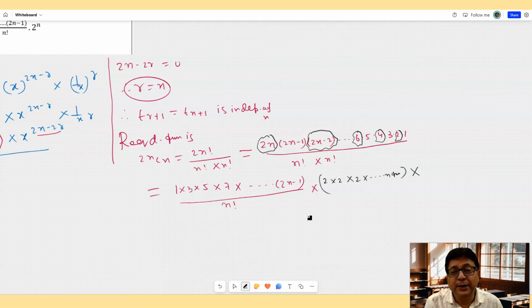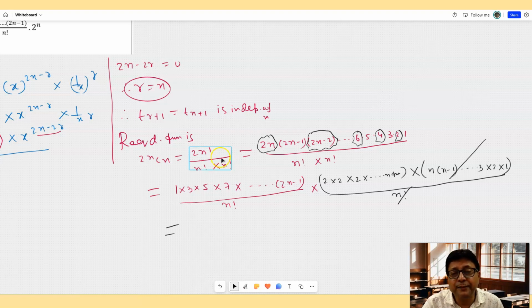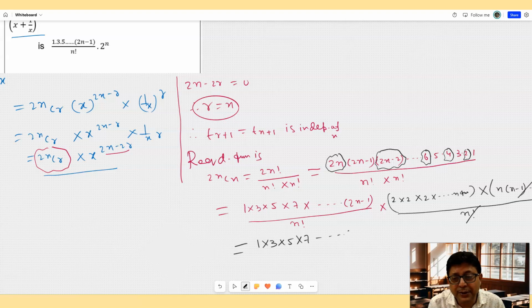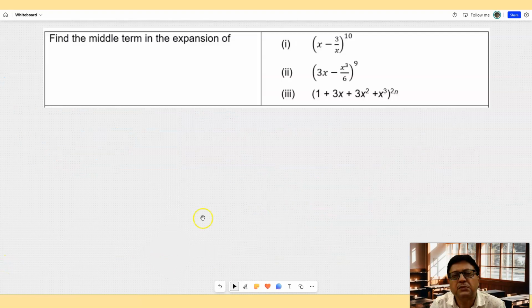This is multiplied by what is left over there: n, n minus 1, 3, 2, 1, divided by factorial n. See, this one is factorial n, they get cancelled, and finally we get 1, 3, 5, 7 up to 2n minus 1 multiplied by 2 to the power n by factorial n. Alright, you all understand?